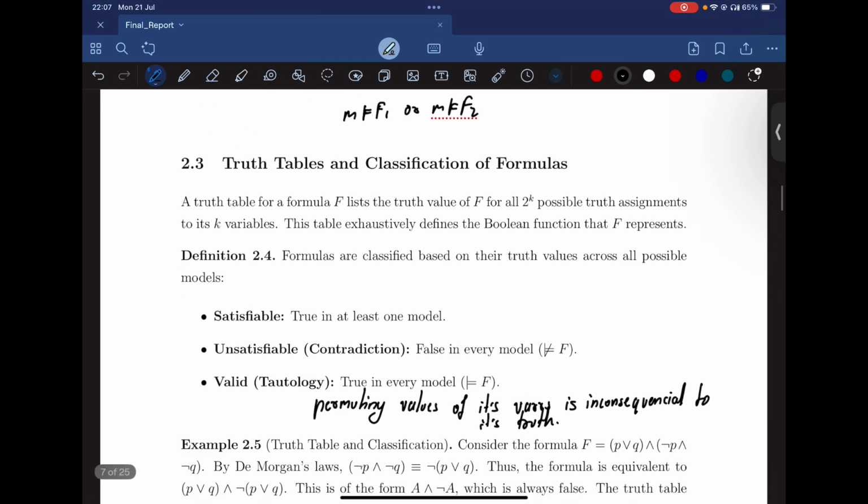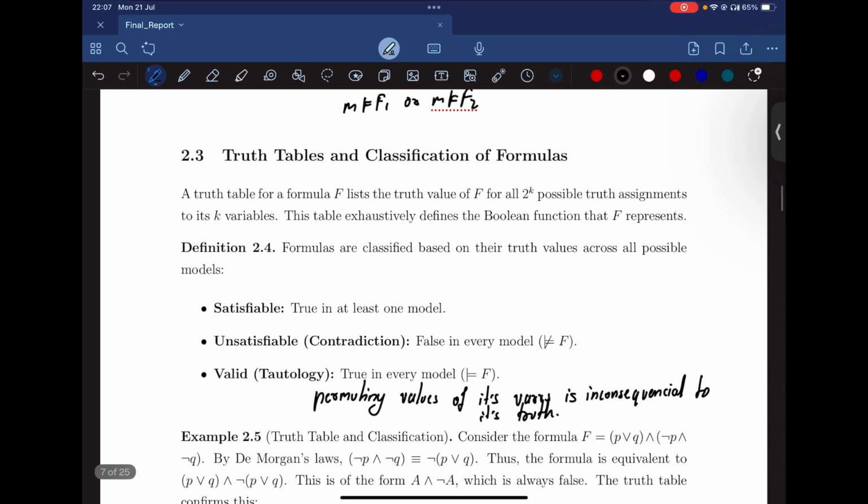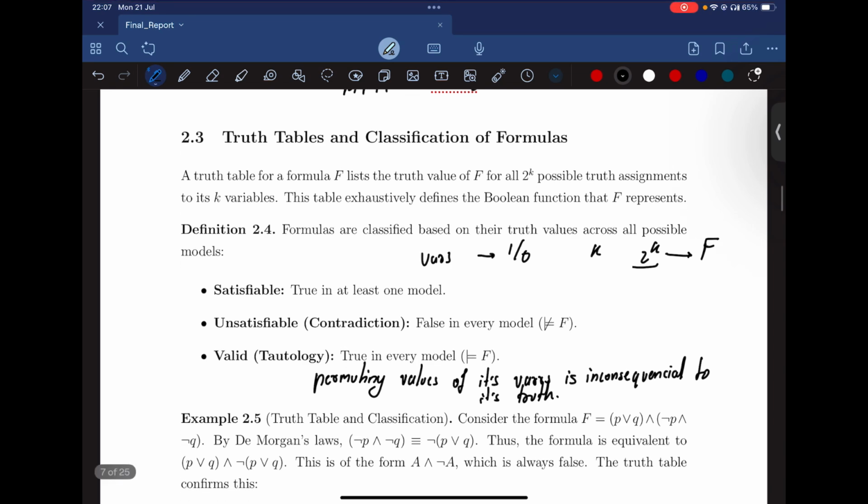Now, truth table. A truth table essentially lists all the possible values of the variables. Variables in propositional logic have either true or false. That's the only state they are allowed to be. There's no other way to interpret them. So let's say with k variables, there are 2 to the k possible models or assignments. The truth table just gives you the value that a well-formed formula F resolves to under all of these 2 to the power k models.